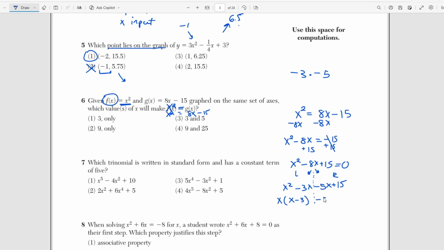On this side, I'm going to factor out negative 5, and I'm going to be left with x minus 3. I'm going to combine both of these into one parentheses, which is x minus 3, and then I'm going to combine both of these into one parentheses, which is x, and then I'm going to slap on the minus 5, and now this is equal to 0.